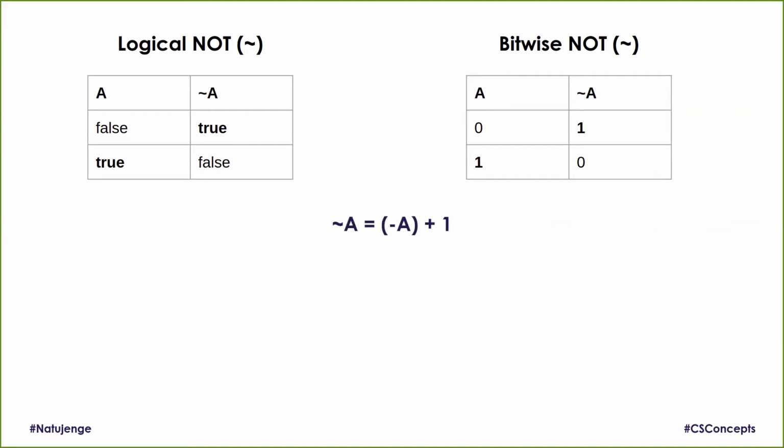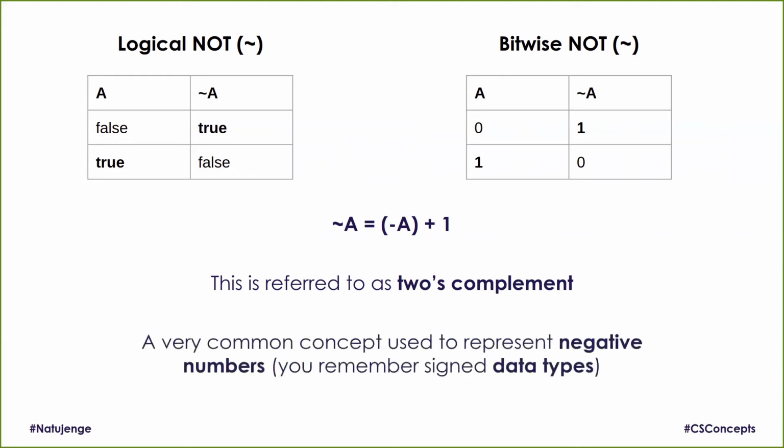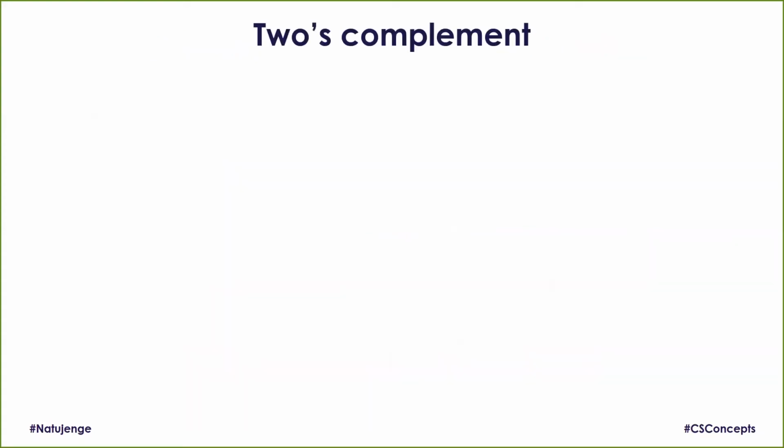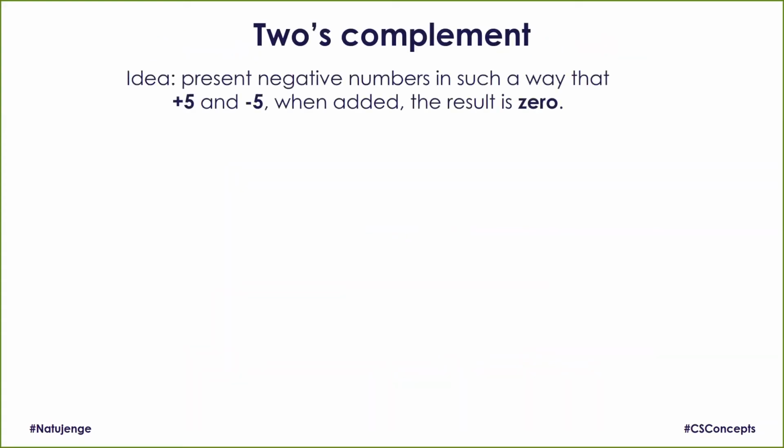Now, here we are going to teach you something called 2's complement, and the 2's complement of A is negative A plus 1. So this is a very important concept because this is how computers represent negative numbers. If you remember, we say Java does not have unsigned data type, so everything is signed. So if you have a positive number and a negative number, we must use the 2's complement to represent the negative numbers. So let's look at this 2's complement. The idea is you want to represent a negative number in such a way that if you have a positive 5 and negative 5, when you add them together, the result is 0, which is known to be true.